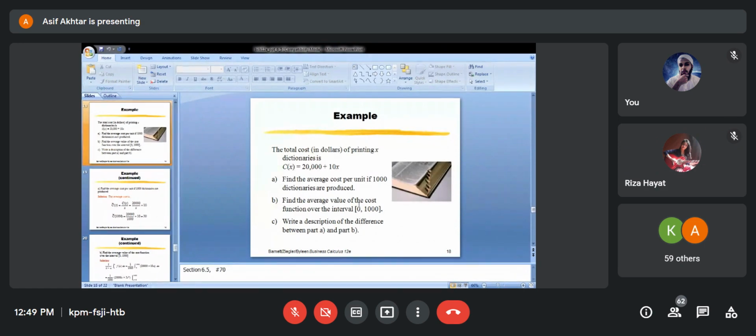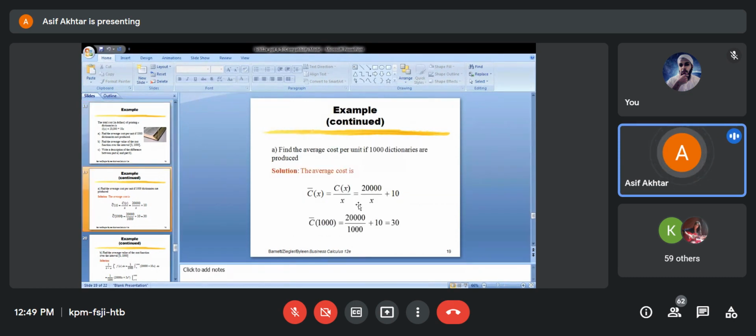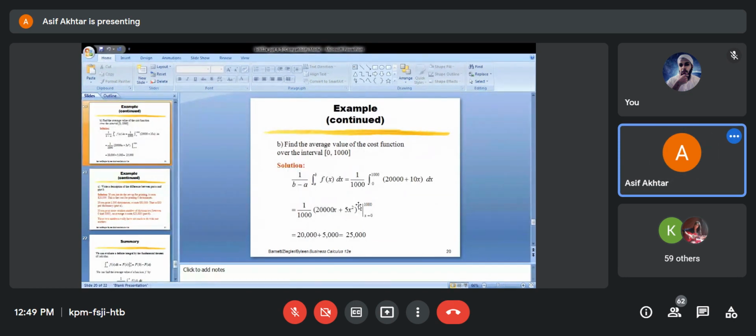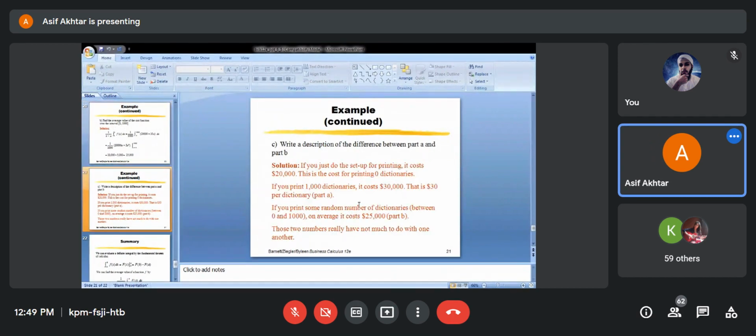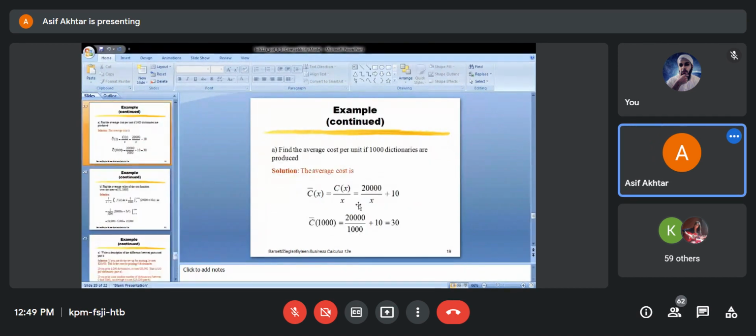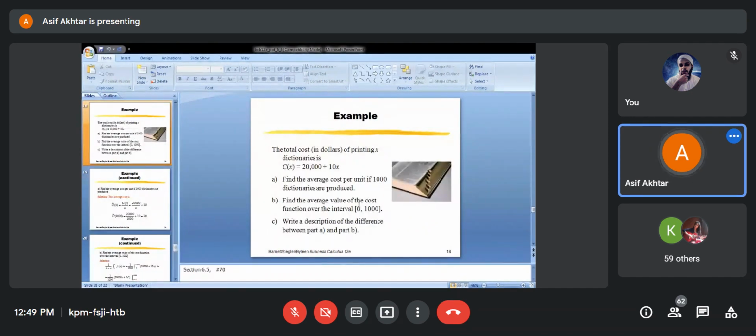Okay. Similarly, we have this question, and again we have the total cost of printing dictionaries, which is given, and then they have asked you to calculate the average cost and so on. You will please see this question and find it out.